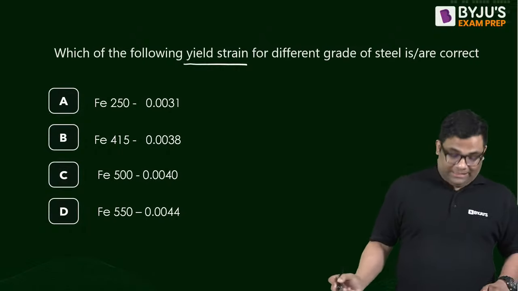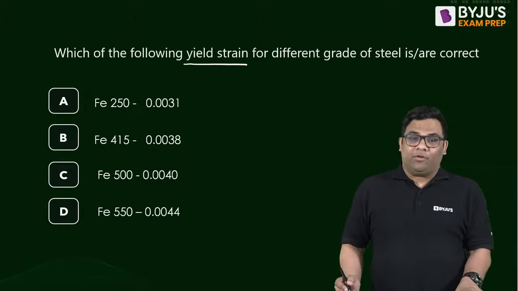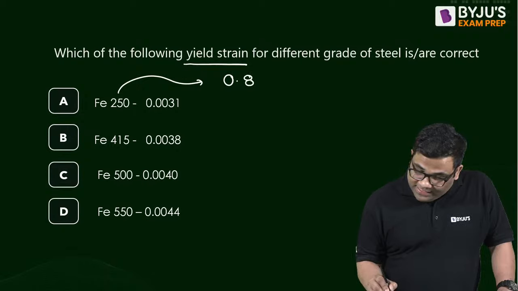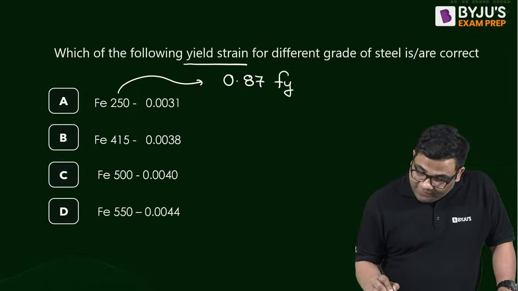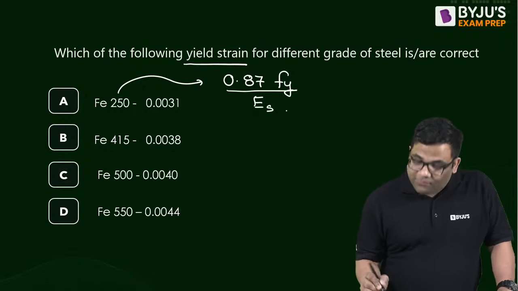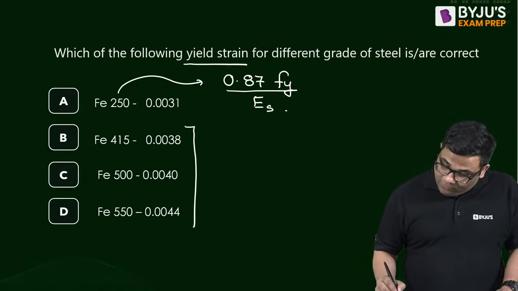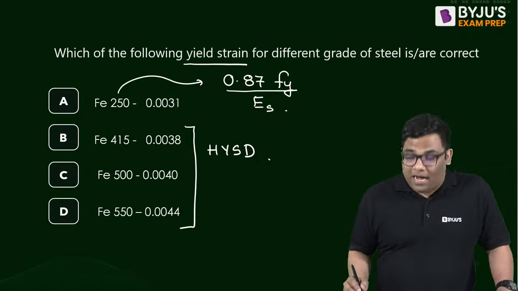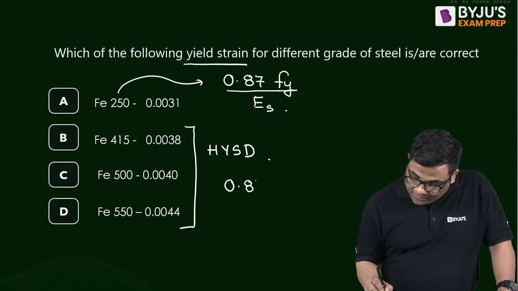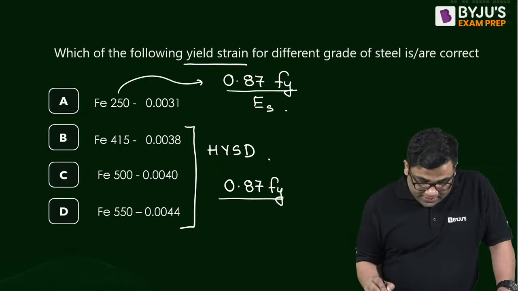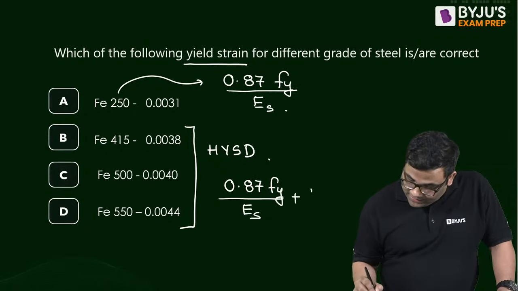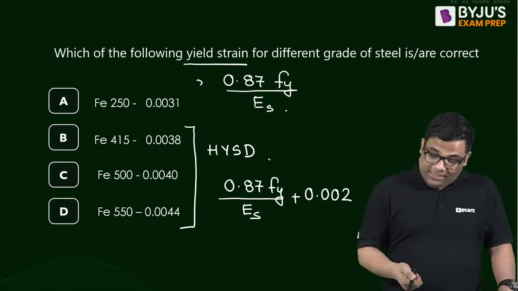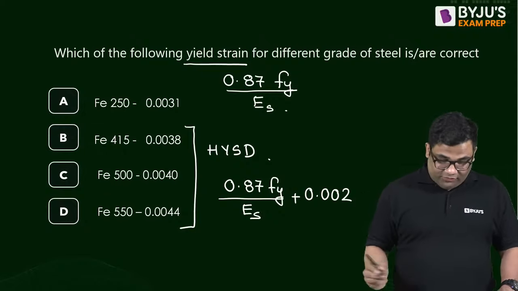When it yields, then we are asking the yield strength value. Now, for Fe250, it's a mild steel, right? For mild steel, what is the expression? 0.87 Fy by the modulus of elasticity of steel. Now, these three are your high yield strength deformed bars. For this, what is the expression? 0.87 Fy by Es plus 0.002, right?